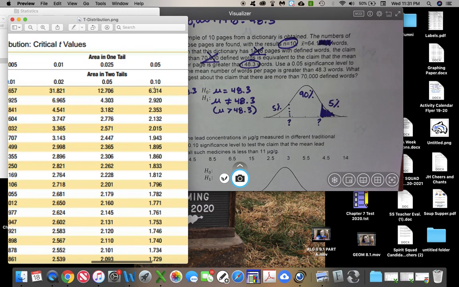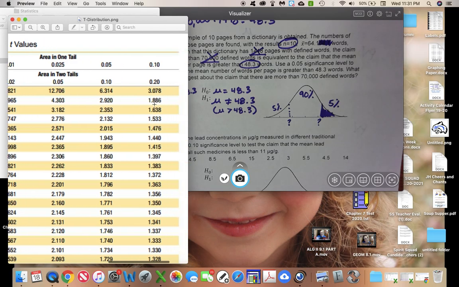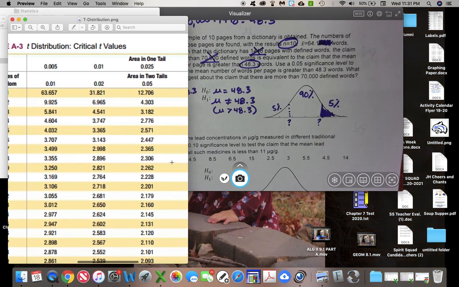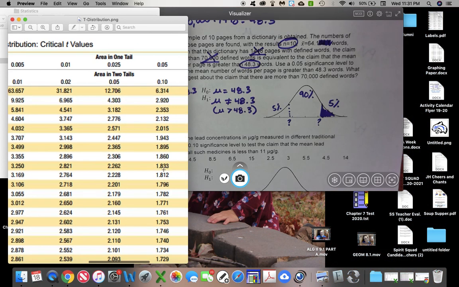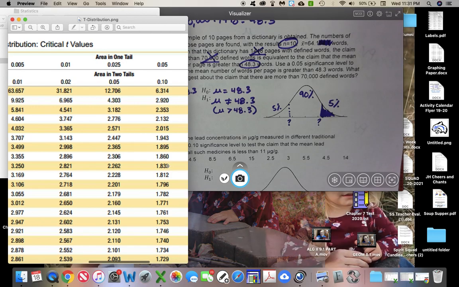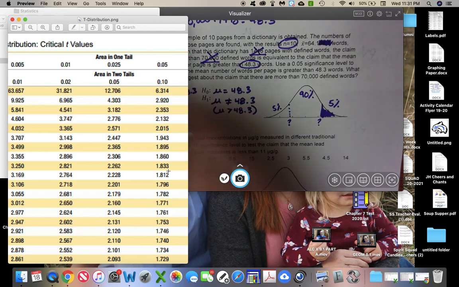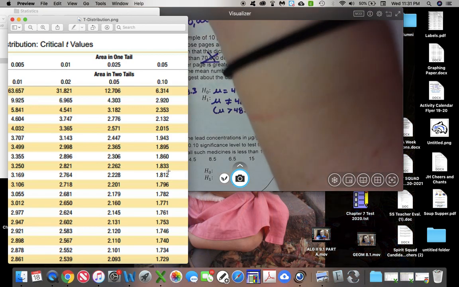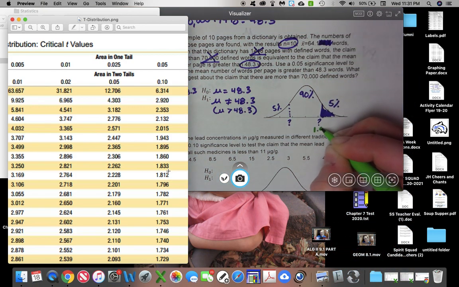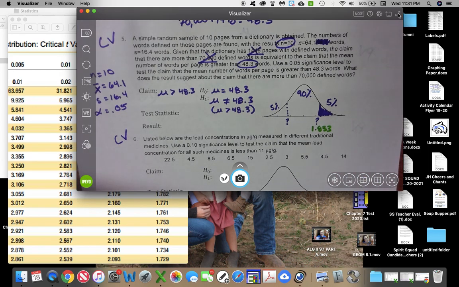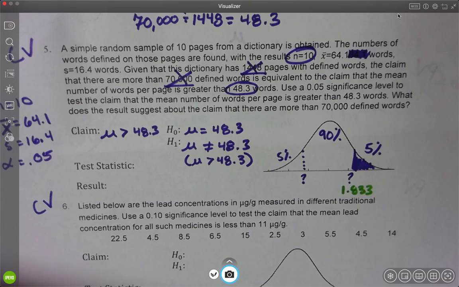This is 90%. It's the second one from the left, and we want to go to 9. Let me keep track of this. 9 right here. 1.833 is the number that we want to use. Make sure that's right. Yes, 1.833. Okay, so that's going to be our cutoff mark. 1.833. That's the number that we need. All right. Now we just need to do our test statistic, compare, and that's it.